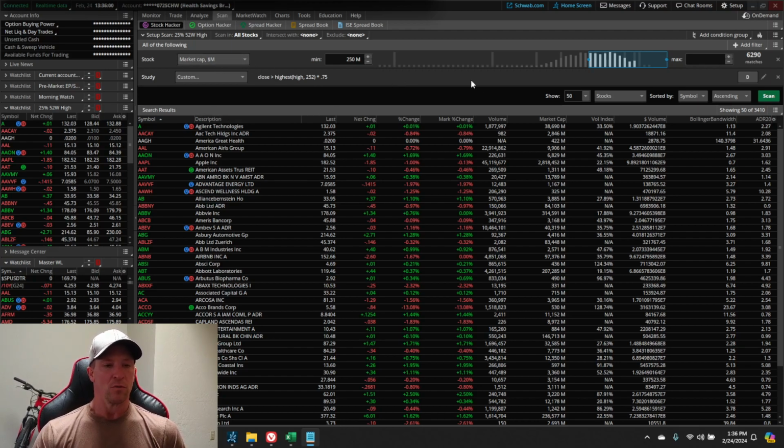So, really simple. What this scanner is doing, and I'm actually going to edit it here in a second, is scanning for two things: market cap above 250 million. So we're small cap and above there, and you can modify that any way you see fit. And we're going to add some things as we go along to the scanner.